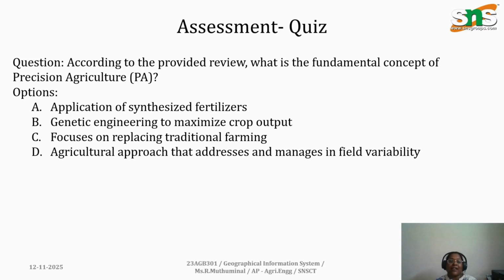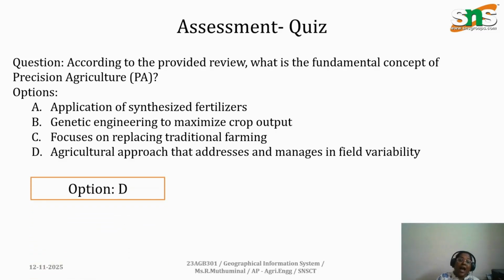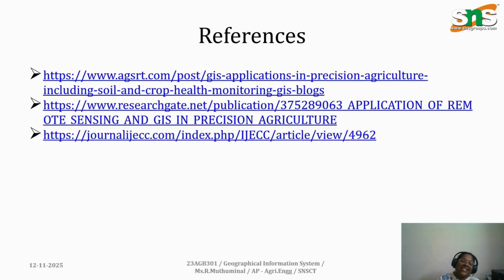The question is, according to the provided review, what is the fundamental concept of precision agriculture? The options are: application of synthesized fertilizers; genetic engineering, focusing on replacing traditional farming; or an agricultural approach that addresses the main feasibility, that is field variability. This is going to be the answer, because we are going to locally identify each and every position and utilize the data to provide an agricultural approach in a detailed manner.